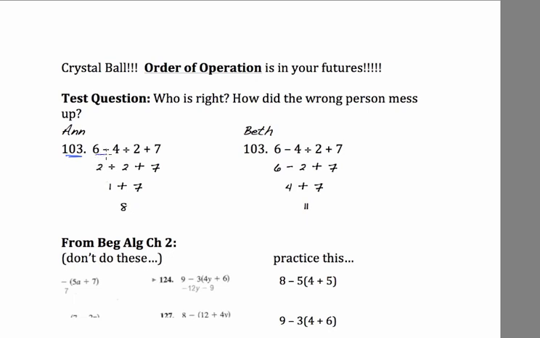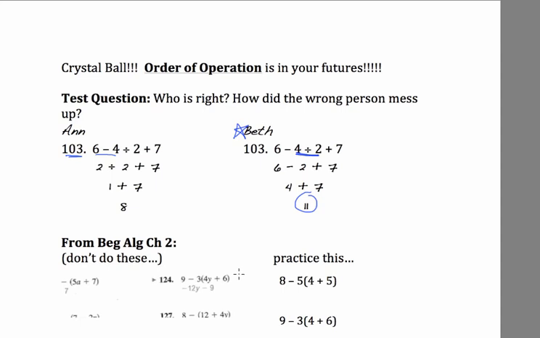She went just left to right. You don't do that. When you're doing order of operation, you have to go by the levels. So parentheses first, then exponents, then multiplication, division, then last but not least, addition, subtraction. So she should start with the division. 4 divided by 2 is 2. Then move to the addition and subtraction. 6 minus 2 is 4. 4 plus 7 is 11. Beth has the right answer.